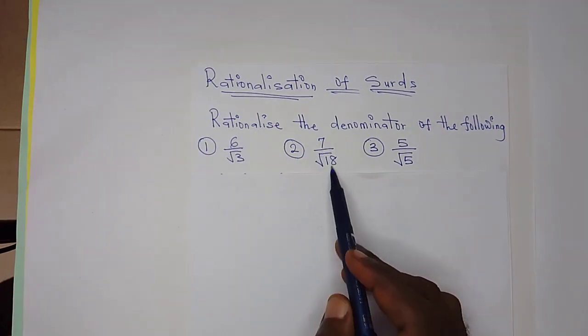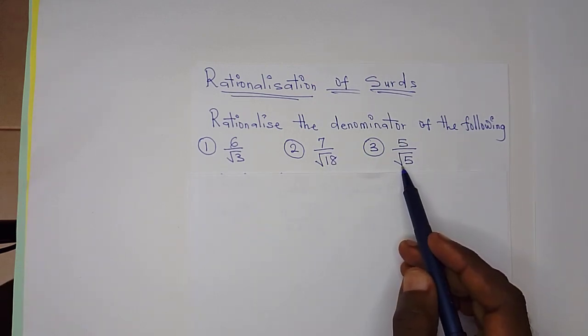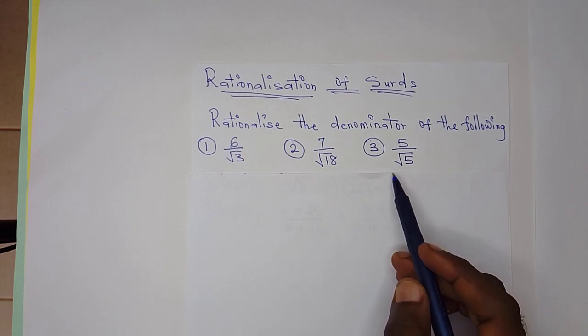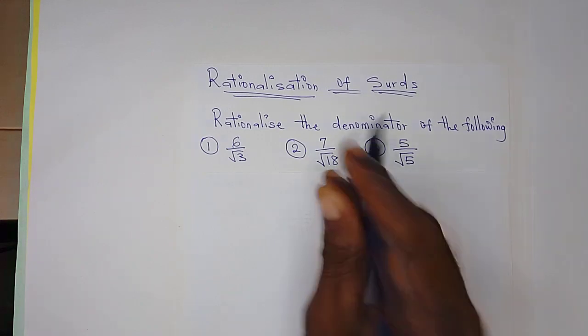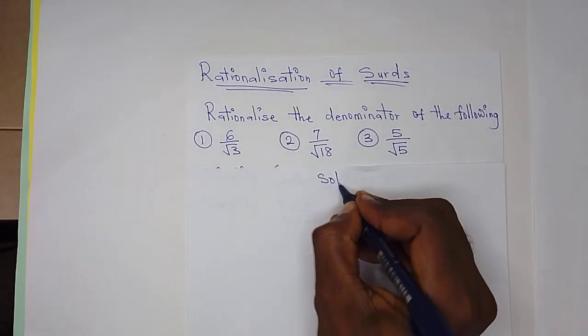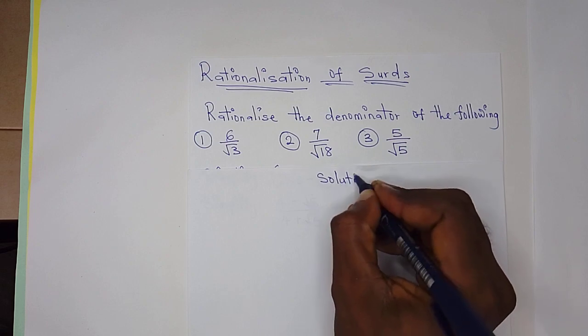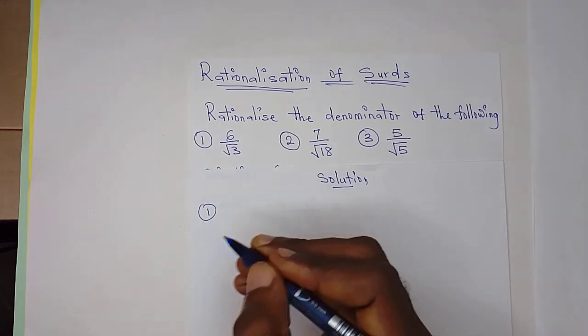In number 2, we have root 18, so we need to make this root 18 a whole number. Then number 3, we have root 5, so we need to make root 5 a whole number. That's what we mean by rationalize the surd. So now let's rationalize these surds and see what we are going to get. Let's begin with question number one.